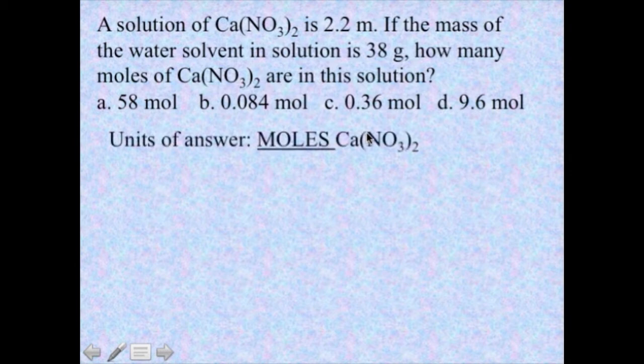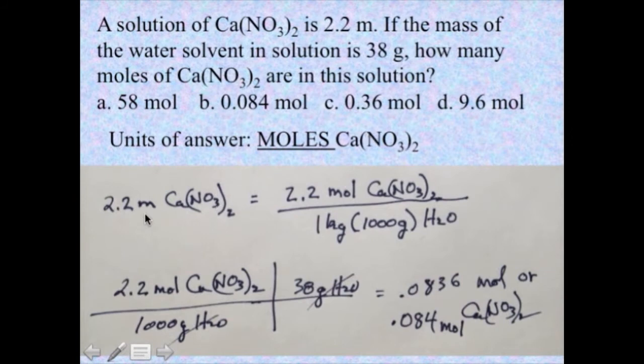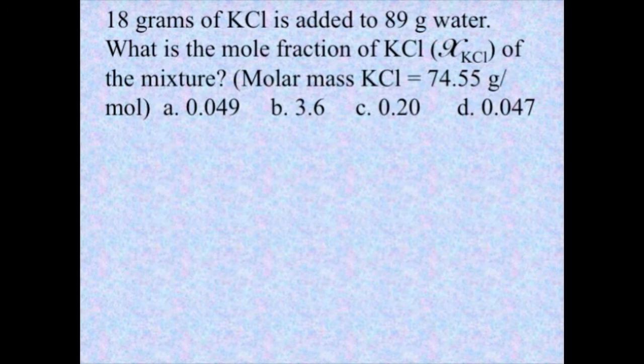So the units of the answer we want is moles of calcium nitrate, and 2.2 molal calcium nitrate is 2.2 moles of calcium nitrate per 1,000 grams of water, 1 kilogram of water. Those are the useful units. So very easy. Multiply the molality by 38 grams and you'll get moles of calcium nitrate. And that's what you're looking for, 0.084 moles of calcium nitrate. So here's another one. Put it on pause, you try it, and come back and we'll discuss it.